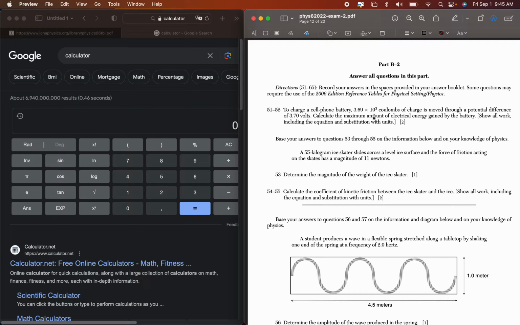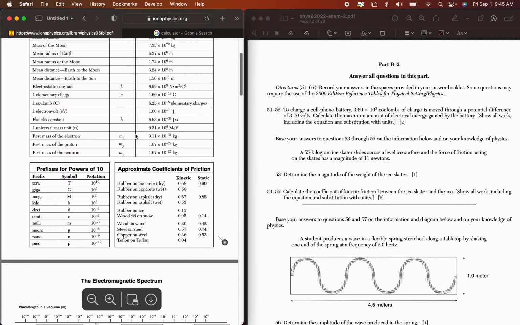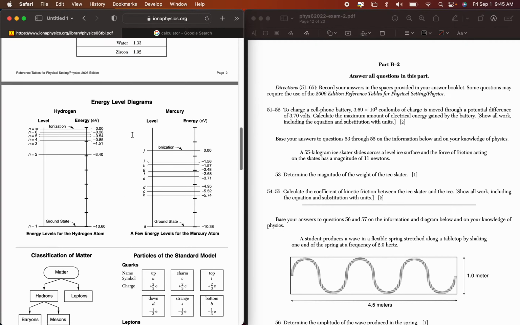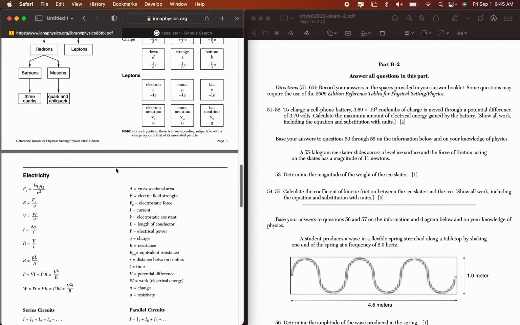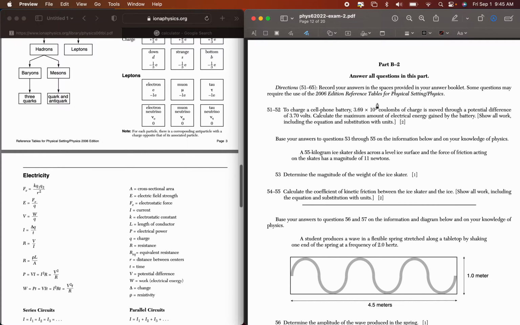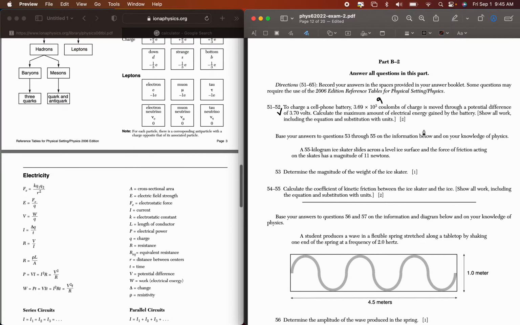To charge a cell phone battery, 3.69 times 10 to the 3 coulombs of charge is moved through a potential difference of 3.7 volts. Calculate the maximum amount of electrical energy gained by the battery. Okay, so we have to go to the reference table here, and in electricity we want. Okay, so let's name this. So this is going to be our Q. Is going to be our voltage, and we want the energy, right?